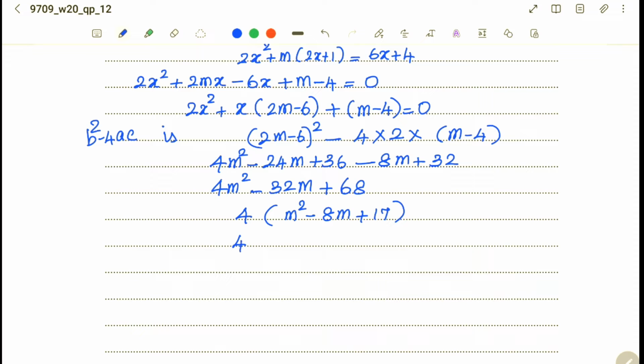Now let us complete the square. So m square minus 8m, 8 divided by 2 gives 4. So add and subtract 4 square to complete the square, plus 17. So 4 multiplied by m minus 4 the whole square, plus minus 4 square plus 17 gives 1.